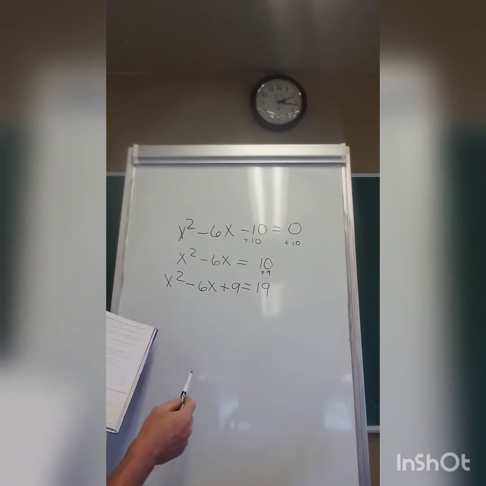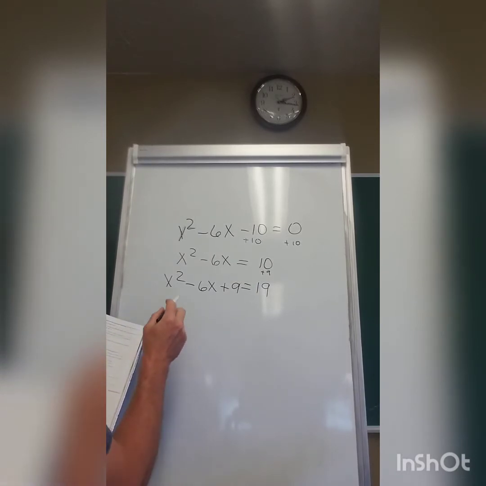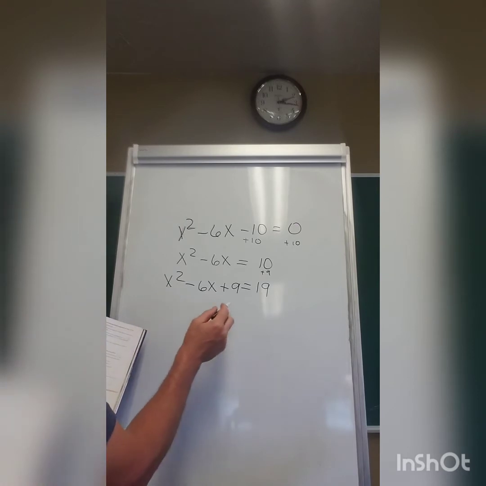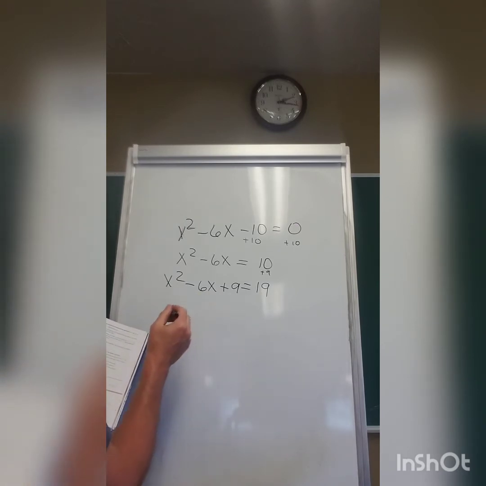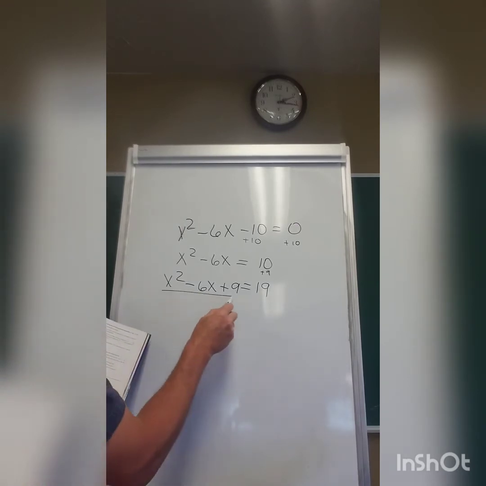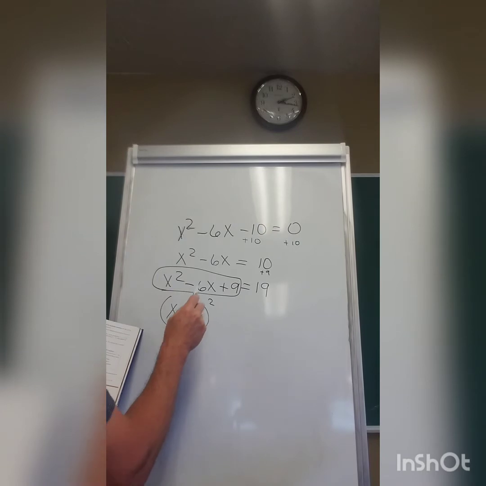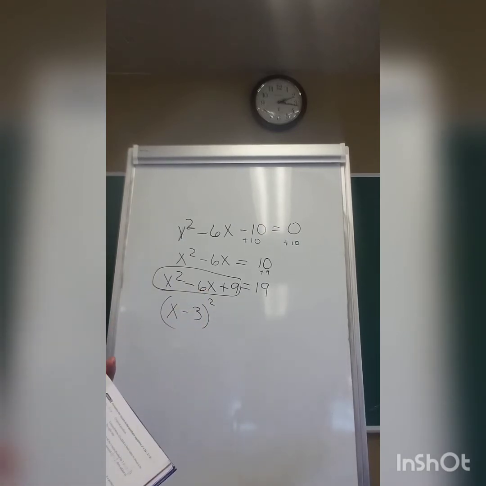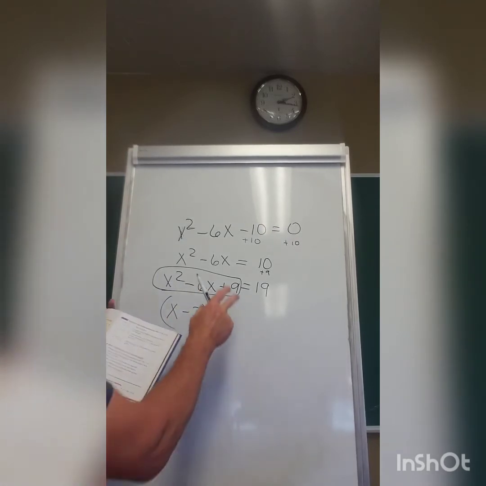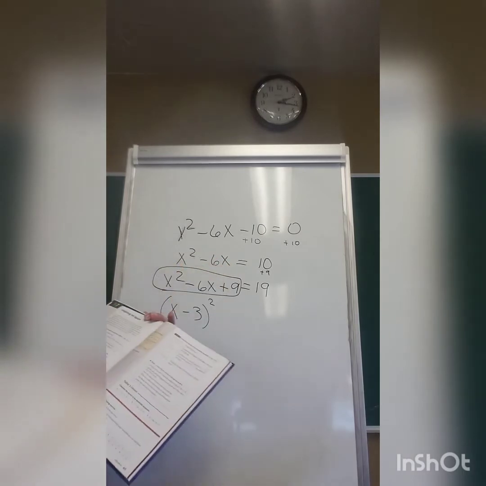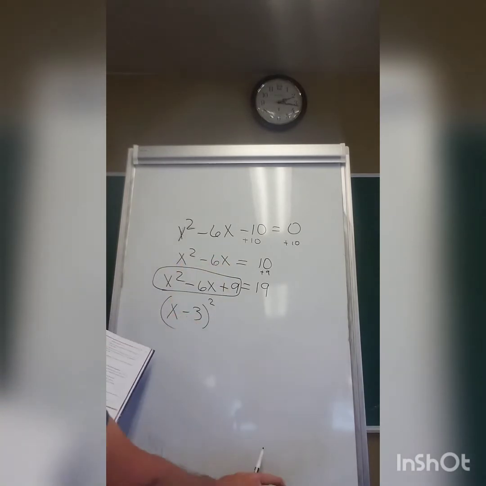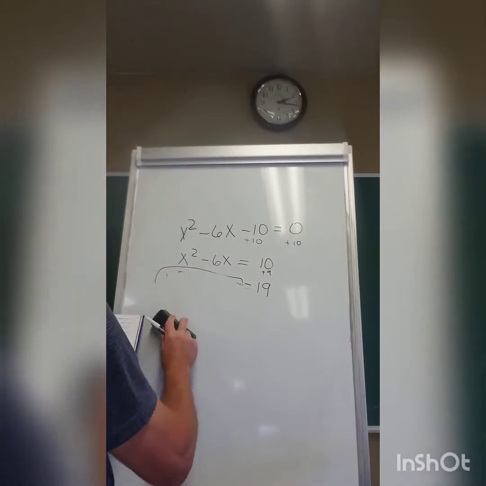And once that's complete, you now have a perfect square. Okay? This here is a perfect square. X minus 3 squared. All right? And that's what we're trying to do today. We're trying to get this into a perfect square. And that's all we have to do. That was the first example.